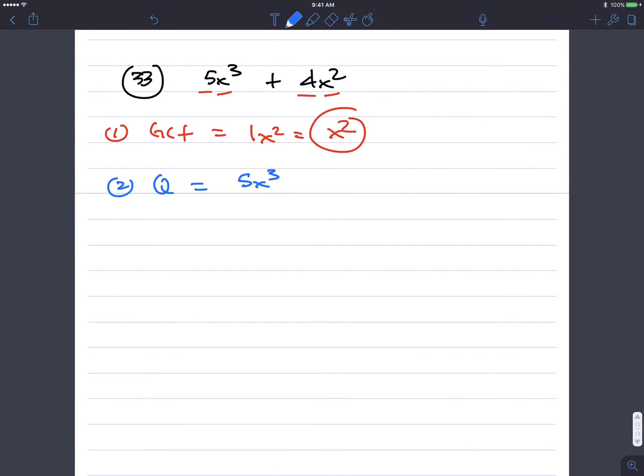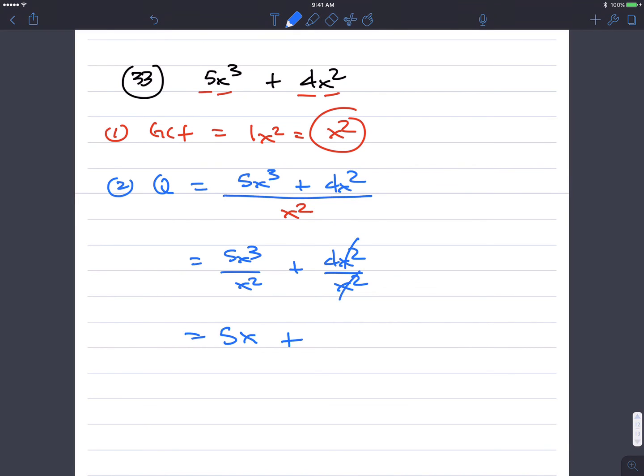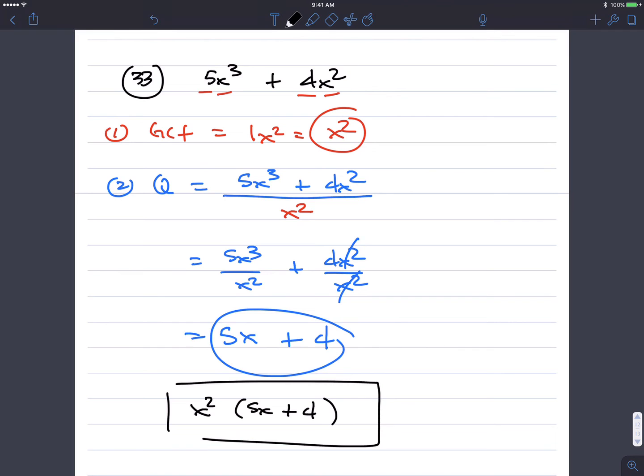Take the original problem, divide it by the GCF. 5x cubed divided by x squared plus 4x squared divided by x squared. What's my quotient? 5x cubed divided by x squared is x, plus x squareds cancel, plus my 4. X squared times 5x plus 4. You factored out the greatest common factor.